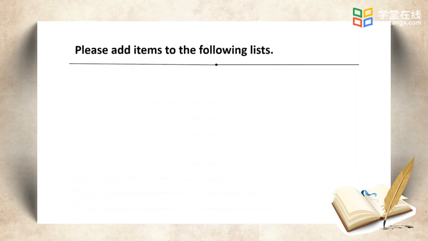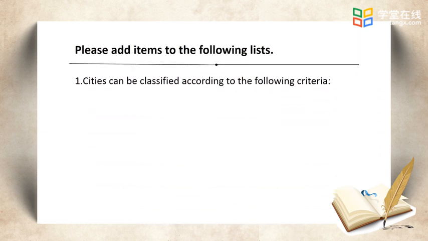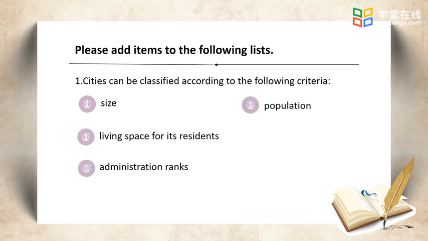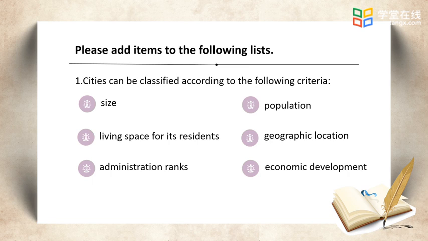Please add items to the following lists. The first one, cities can be classified according to the following criteria: size or living space for its residents. Can you come up with more criteria to classify cities? Yes, we might say administration ranks, population, geographic location, economic development. All of these criteria can also be used to classify cities.